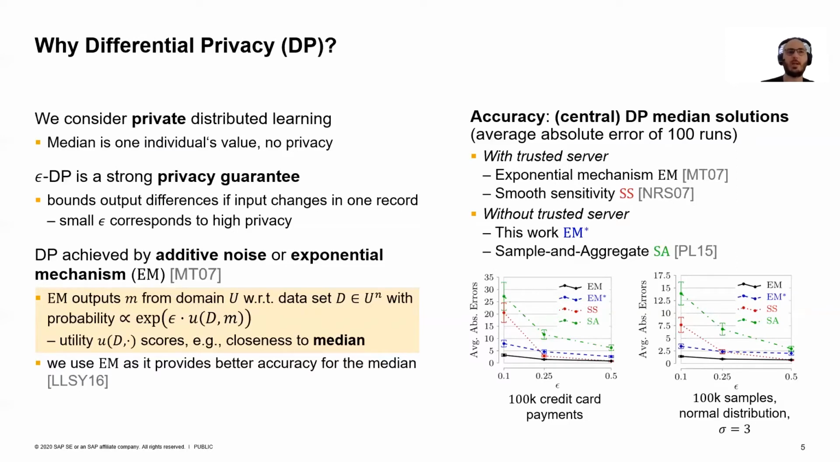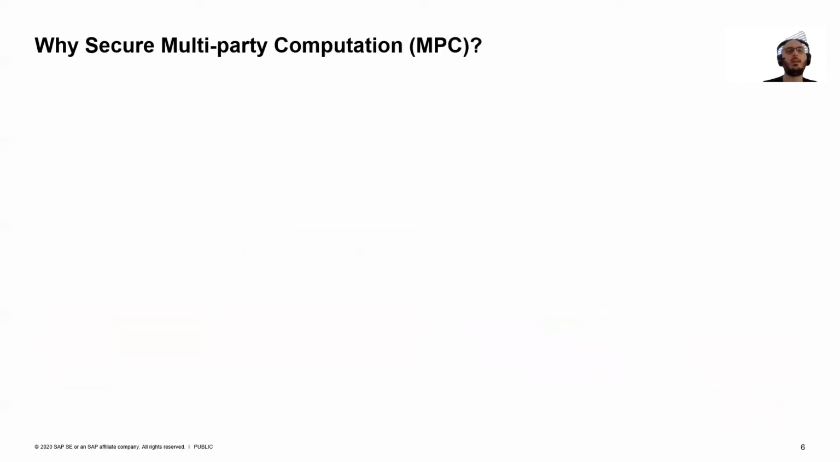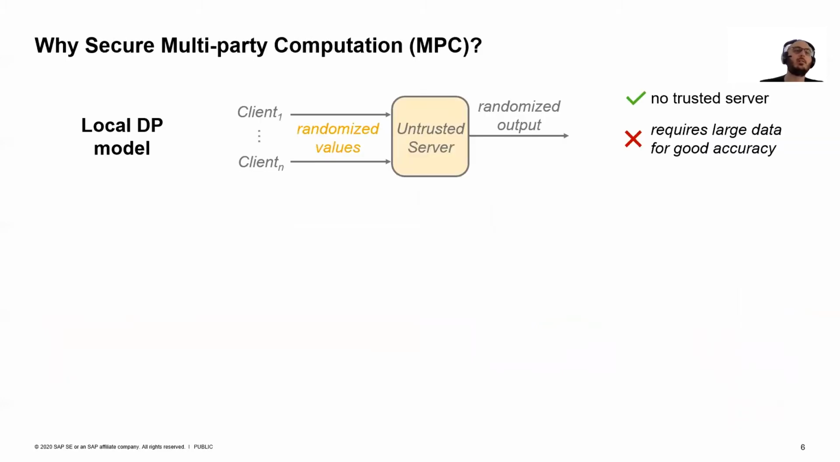And, well, why do we want this? Why do we want secure multi-party computation is the question to ask here. There are different models to implement differential privacy. One model is local differential privacy, where different clients send randomized values to an untrusted server who outputs a randomized value. In this case, you do not need a trusted server, and unfortunately, you require large data for good accuracy.